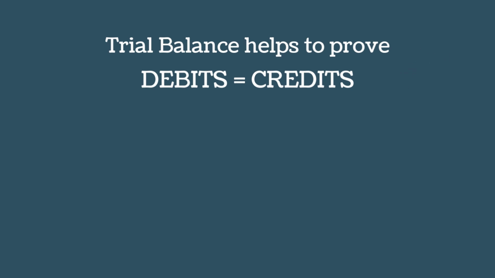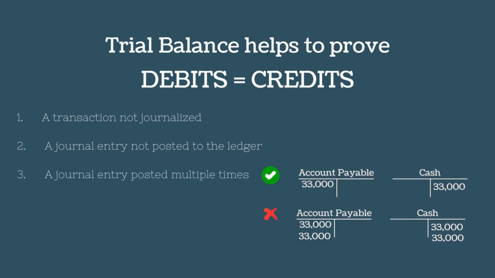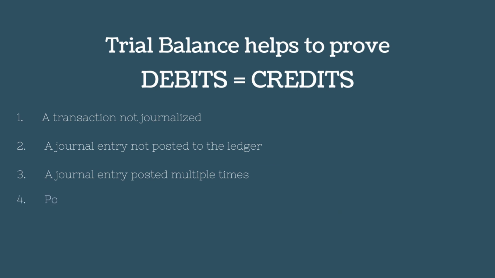Errors that can't be detected by a trial balance include a transaction not journalized, a journal entry not posted to the ledger, a journal entry posted multiple times. In this case, debits will still be equal to credits, but the balances are wrong. Posting to the wrong account, for example, crediting accounts payable instead of salaries and wages payable. And finally, offsetting errors, meaning errors that cancel out. For example, overstating an asset like cash by $500 and understating another asset like supplies by $500, because in this case, the total debits will be correct, but the balances for cash and supplies are incorrect.